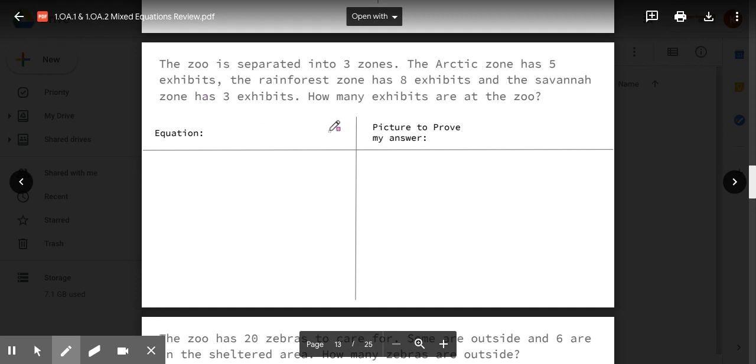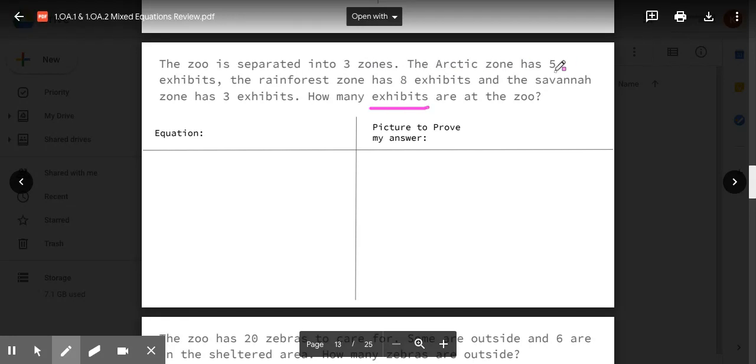So I'm going to reread my problem and write my equation as I read. The zoo is separated into 3 zones. Now, this is trying to trick you because here's another number in here, but this is talking about the zones. It's wanting us to add up the exhibits. So this number 3 doesn't mean anything to us.